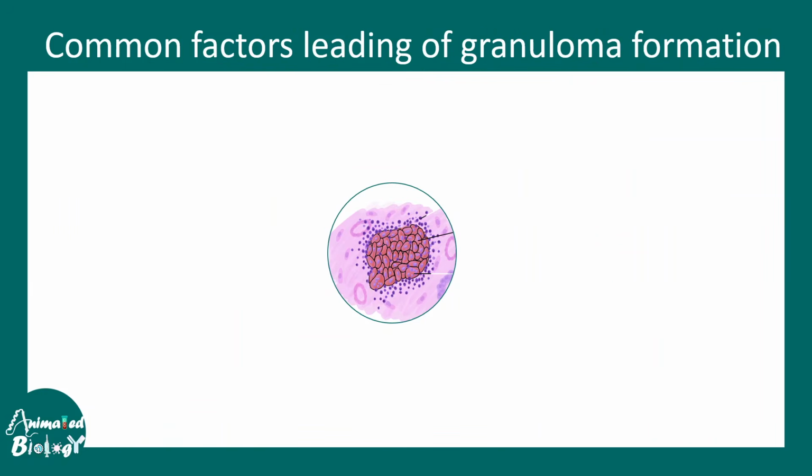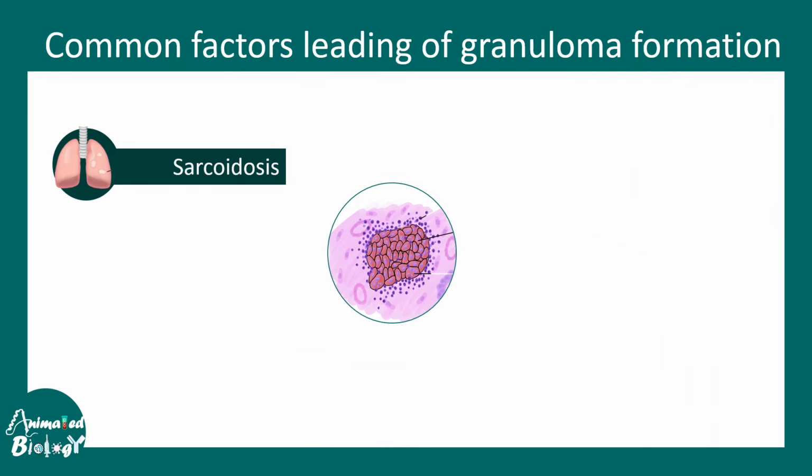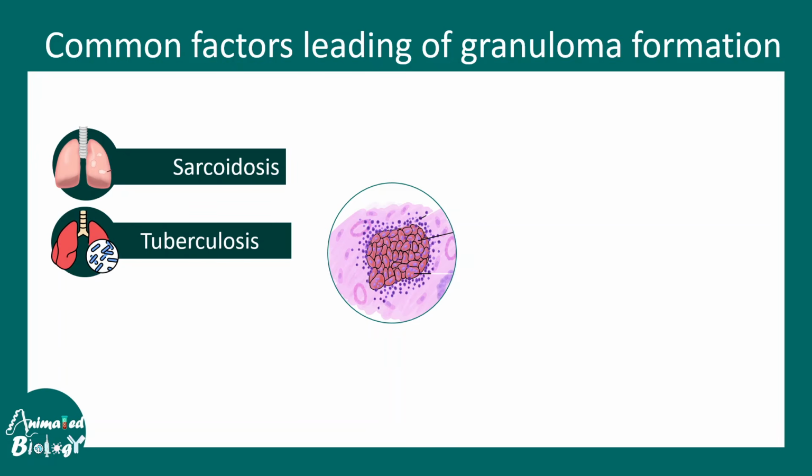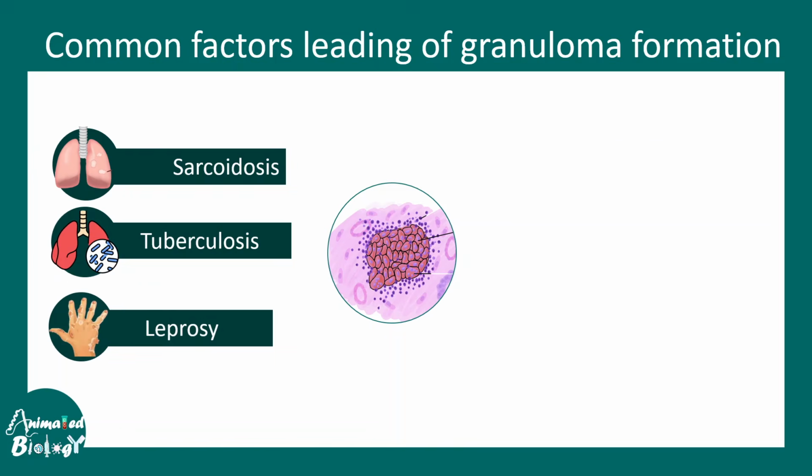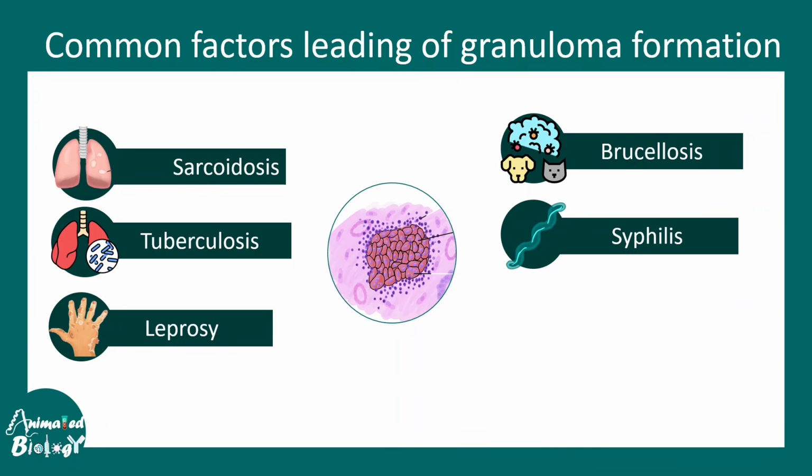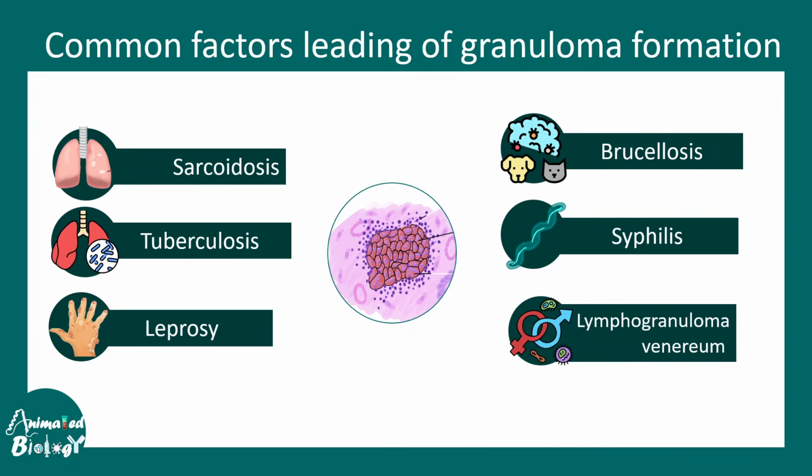Now let us talk about the common features of granuloma formation. There are agents or pathogens which can lead to granuloma formation. This includes sarcoidosis, tuberculosis, leprosy, brucellosis, syphilis, and also lymphogranuloma venereum, which is a sexually transmitted disease. All these diseases might lead to granuloma formation.